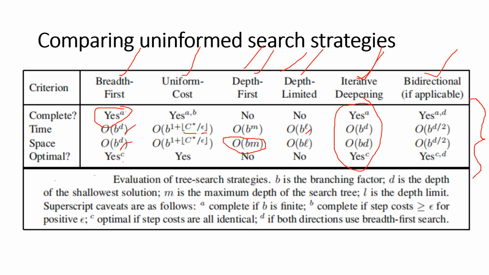But IDS also provides a balanced solution, because iterative deepening search is fast and also memory efficient, because it combines the good properties of BFS and DFS. So that combines BFS completeness and also DFS memory efficiency. So this is the comparative study of uninformed search strategies.